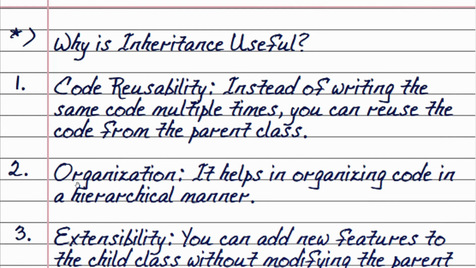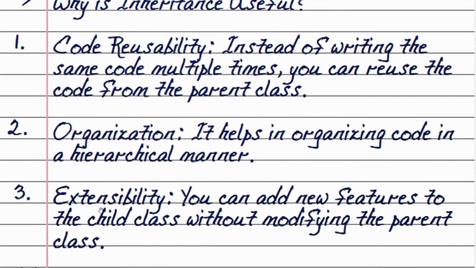The next point is organization. That is, it helps in organizing code in a hierarchical manner. The third point is extensibility. That means you can add a new feature to the child class without modifying the parent class. So you can add some new properties in the child class without modifying the parent class. So the child class can have more features than the parent class.